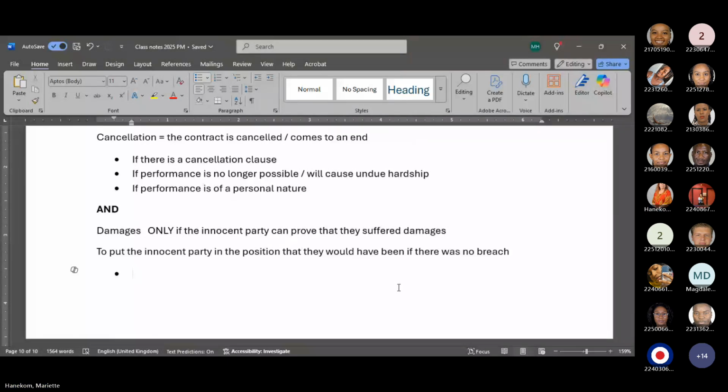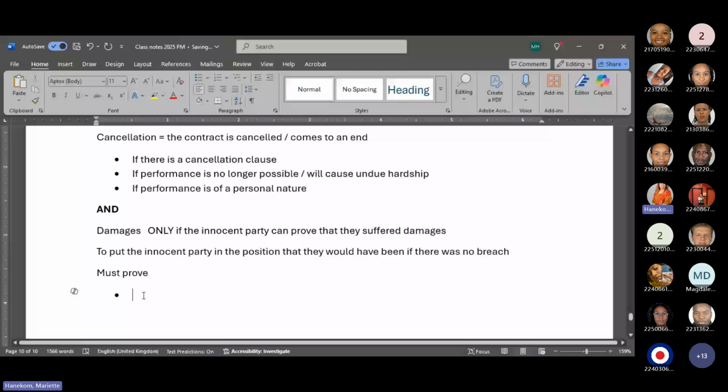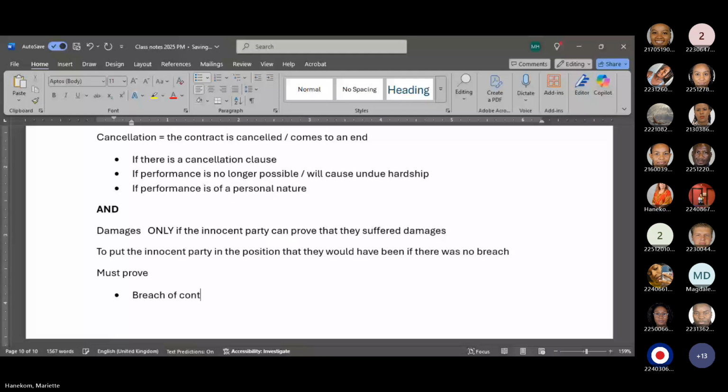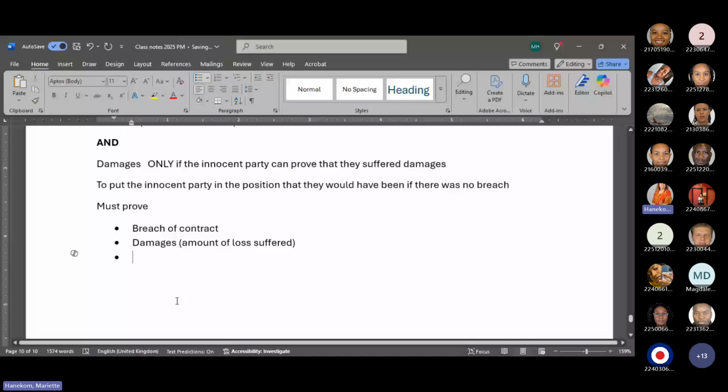In order to claim damages, you need to prove the following. You need to prove, firstly, that there was breach of contract. Then you need to prove the damages, the amount of the loss. So it can't be just any random amount. You have to prove how much money you lost. Then you need to prove factual causation.